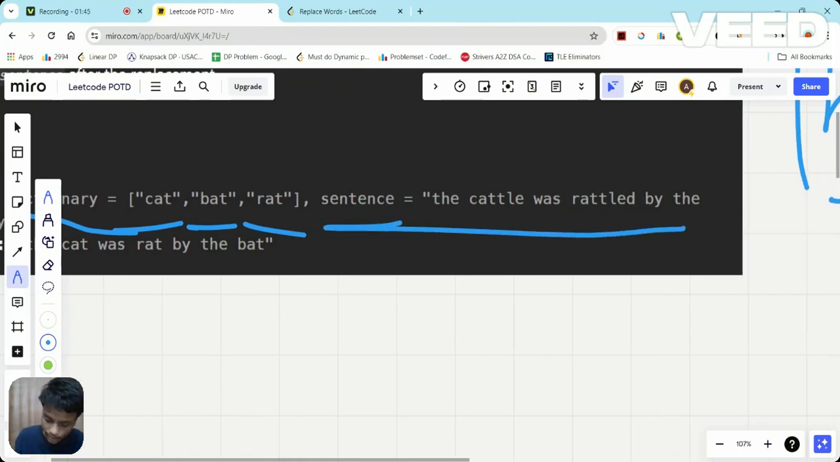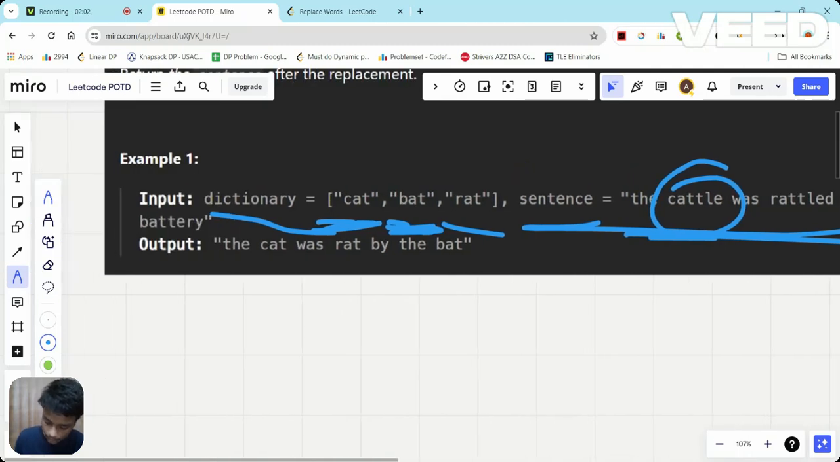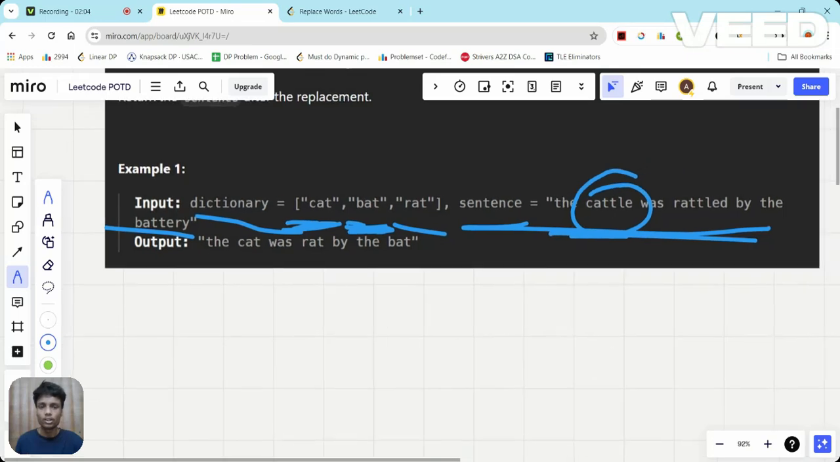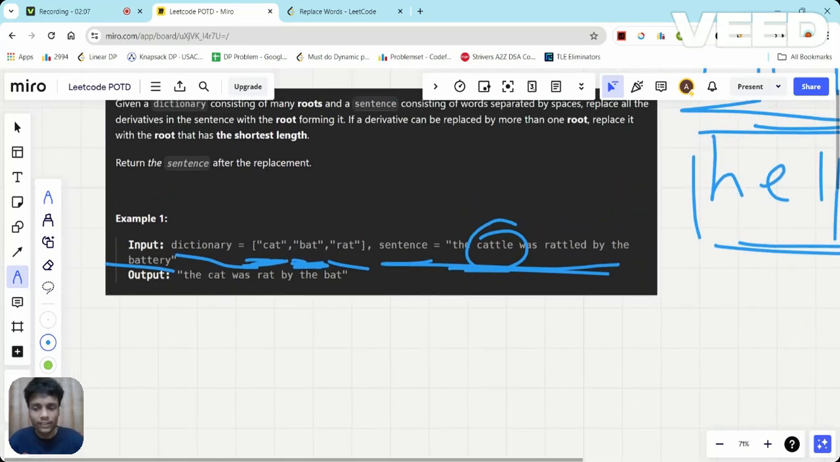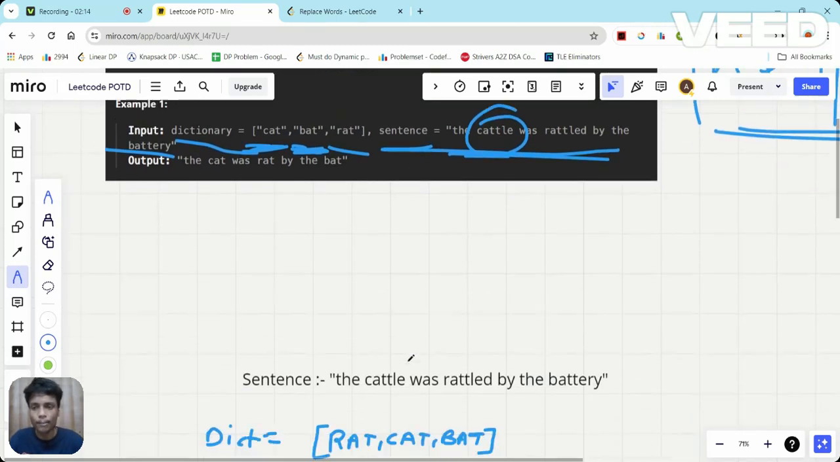So this is the string. We are given a sentence string that contains a few words, and this is the derivative, and it contains the root, that is cat. So what I have to do is replace this cattle with cat. Similarly, I have to replace this battery with bat, and so on. So this was the problem statement. We have given roots in a dictionary, we have given a sentence that contains derivative words. We need to replace that derivative word with the root. So this is the problem.